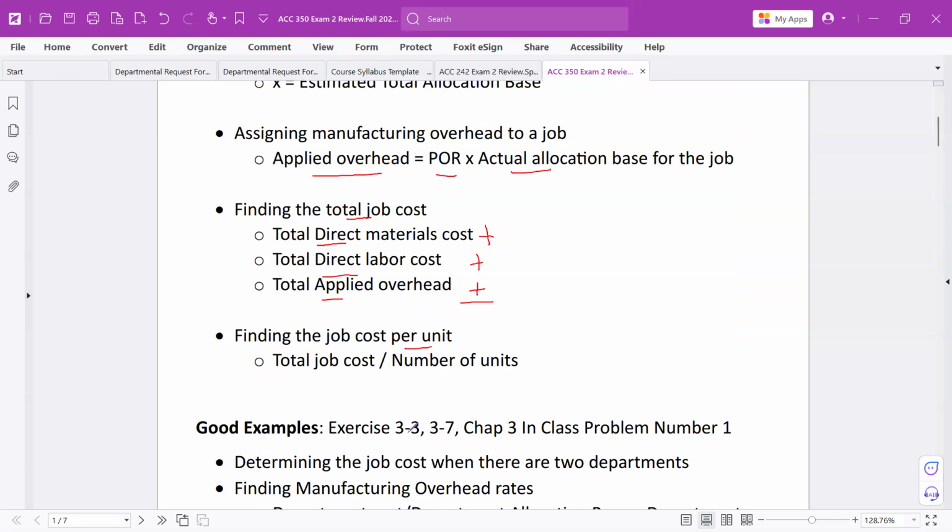There are some pretty good examples that you want to make sure you go back and work through. Exercise 3.3, 3.7, and then chapter 3 in class problem number 1.